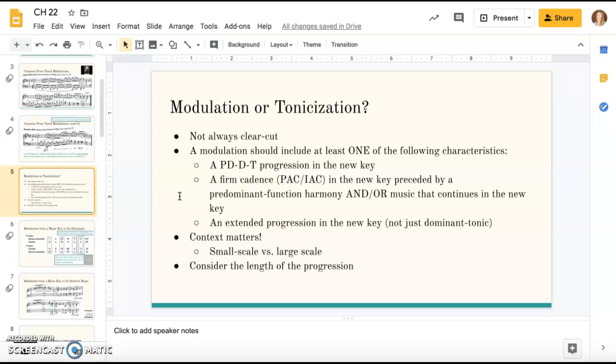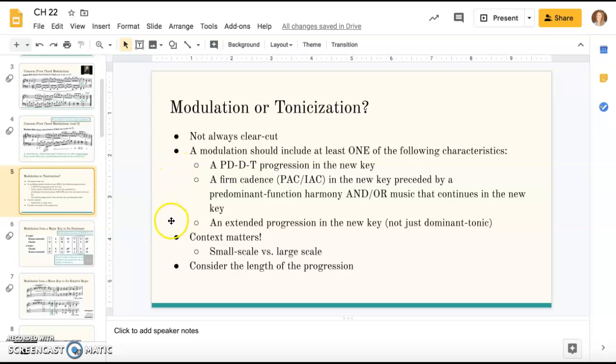Do you have a few cadences? Do you have a normal phrase structure in that new key instead of just maybe one or two chords? Or an extended progression in the new key. So not just dominant tonic, you have other chords within that new key that you're presenting in the context of that new key. So you're really, really hammering it in there.